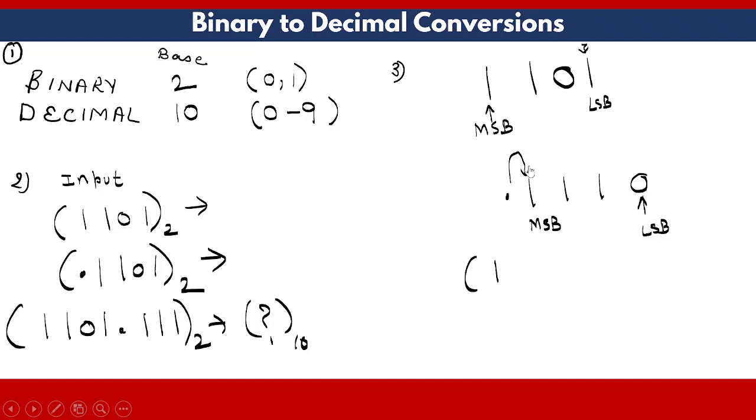If it is a mixed number, then this bit on the extreme right is the least significant bit, and the bit on the extreme left is the most significant bit. This bit will have the highest weight, this bit will have the smallest weight. So what is the concept of weight? Let us see that.